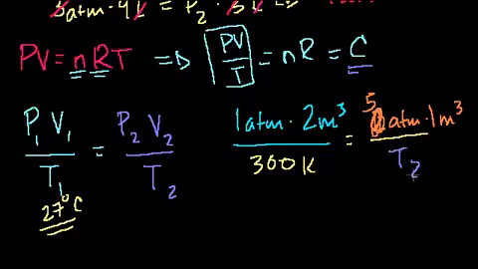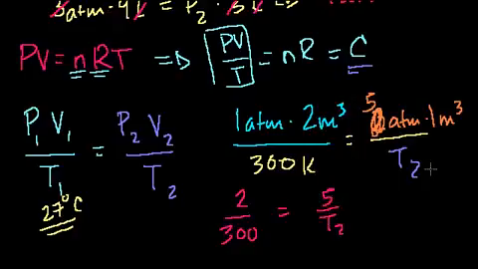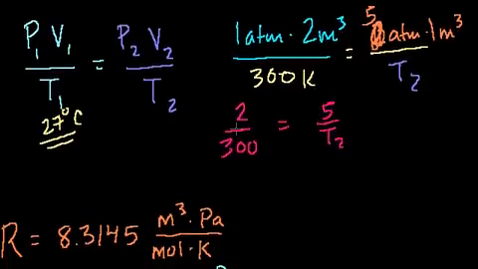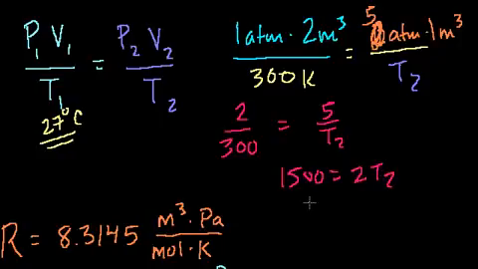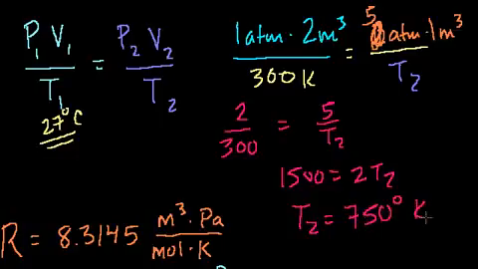We've set up our equation. So we have 2 over 300 atmosphere meters cubed per Kelvin is equal to 5 over T2, our new temperature. And then we have 1500 is equal to 2 T2. Divide both sides by 2, and T2 is equal to 750 Kelvin. Which makes sense, right?